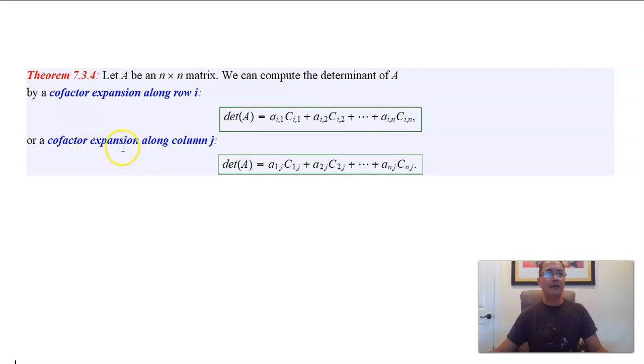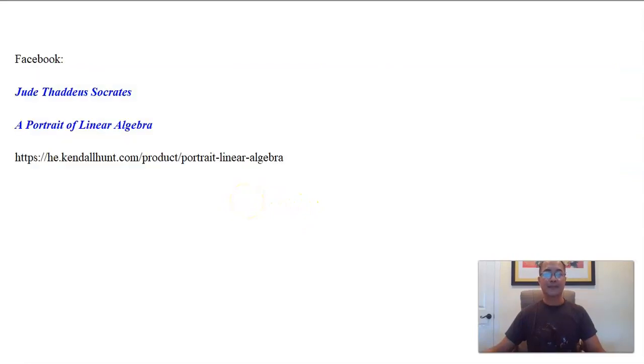Similarly, if you want a cofactor expansion along column j, check it out. a_1j, row 1, column j, a_2j, all the way through a_nj, the last row. Here are the matching cofactors. So C_1j, C_2j, up to C_nj. Again, multiply those together, add them all up, and that's the final answer for our determinant.